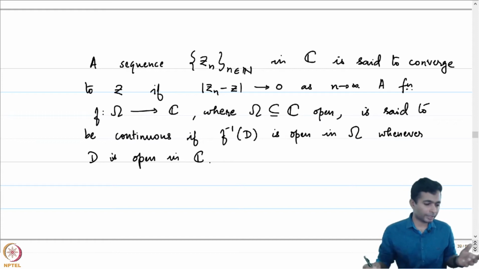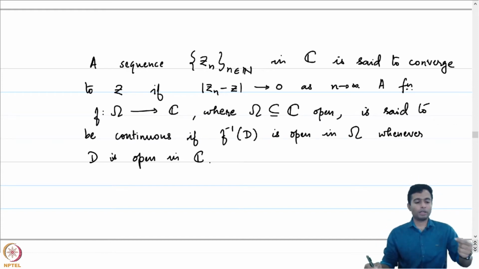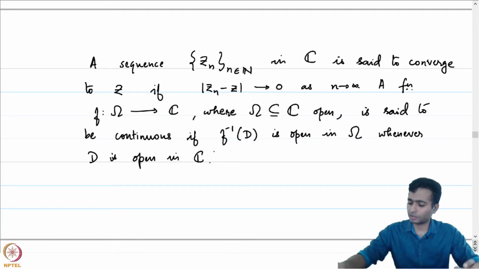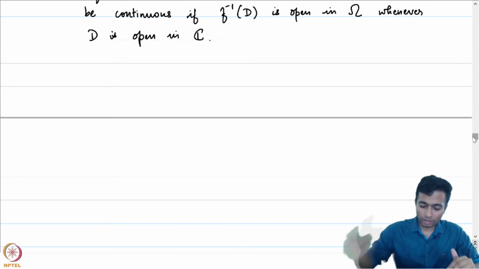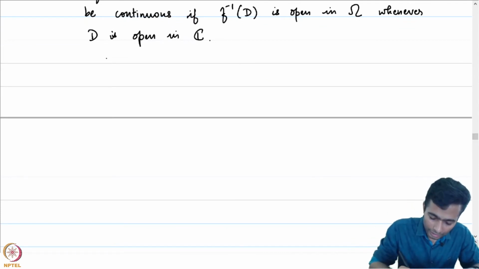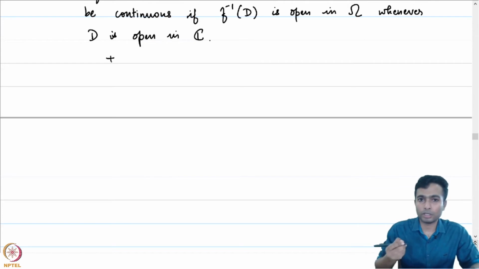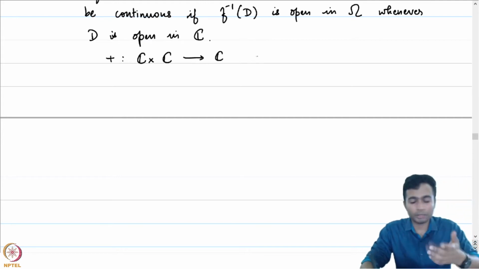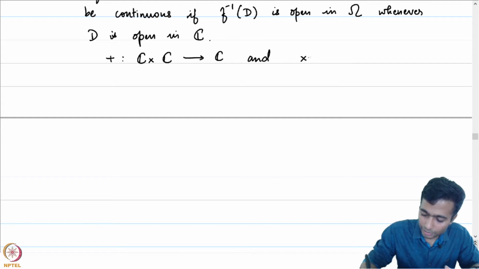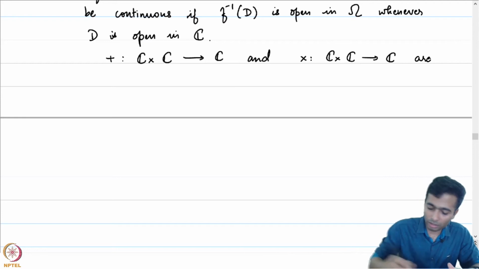This is the same as saying that if there is a sequence Zn in omega which converges to Z in omega, then f of Zn converges to f of Z. Okay, these are the usual notions which you are familiar with. Let me not spend more time on that. Let me just make an observation that the addition operation on the field of complex numbers and the multiplication operation from C cross C to C are continuous.